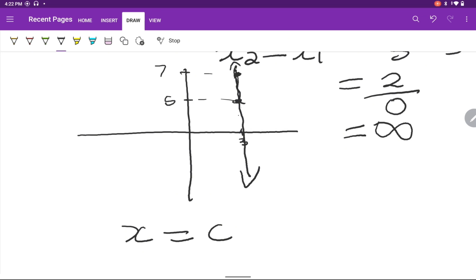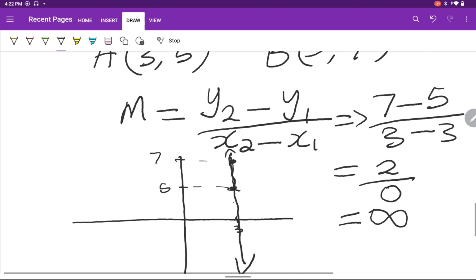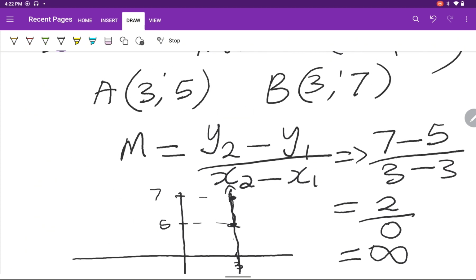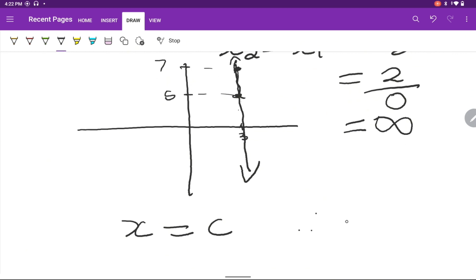So we don't actually have to bother about calculating the gradient. All we have to do is to just say, okay, because we have this type of a situation, then the equation of this line, we look at the points A and B, so we just take the x value. Can you see in both sides the x value is 3? So we just say, because the x's are the same, the equation is x equals to 3.